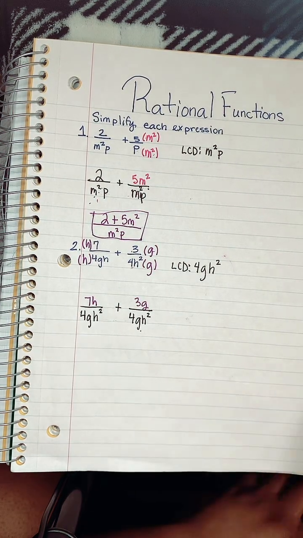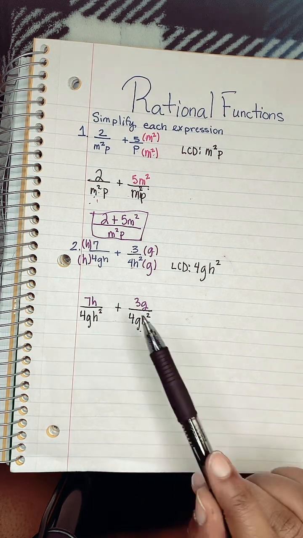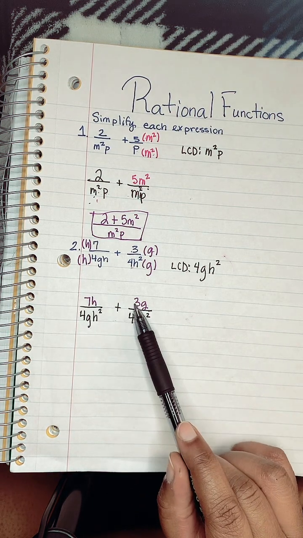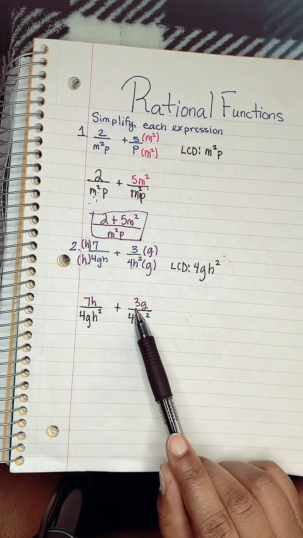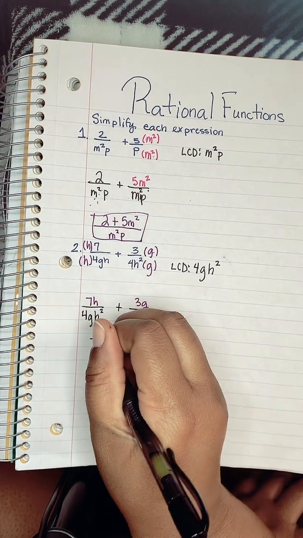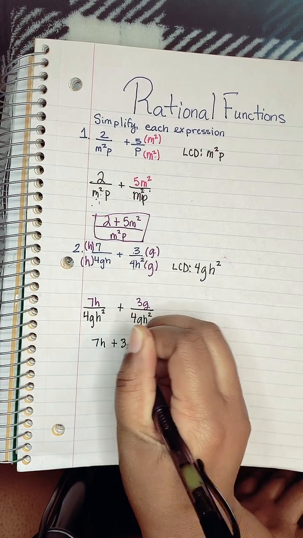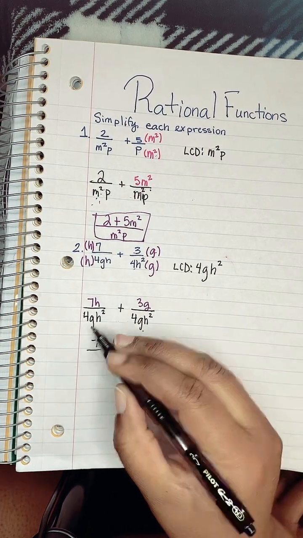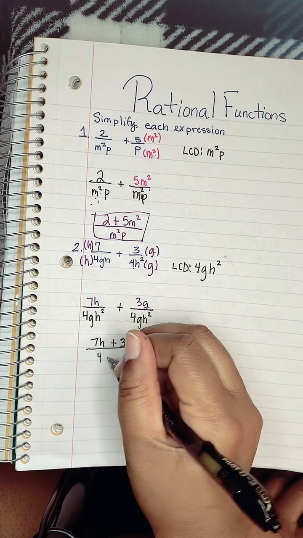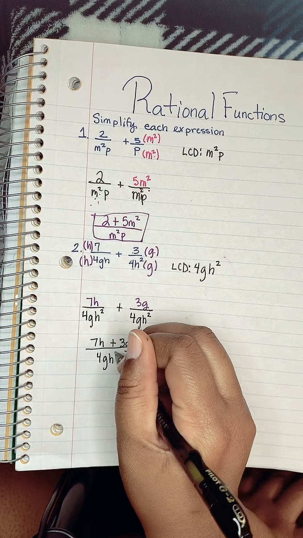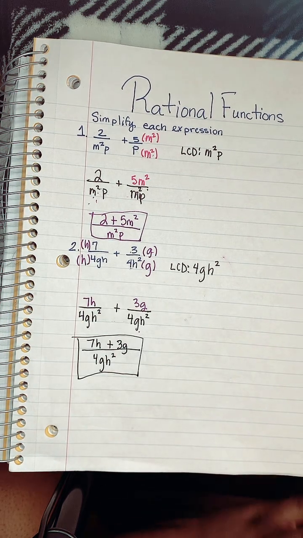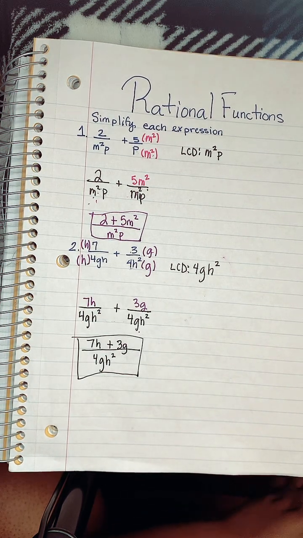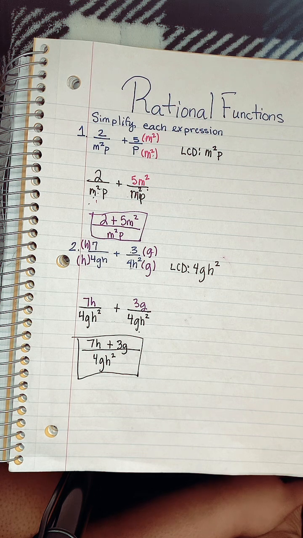Now that we have the same denominator, remember when you have the same denominator, you can add your numerators. Be careful. These are not like terms. So we just write them next to each other. 7H plus 3G over one of these, 4GH squared. And that is our beautiful work.